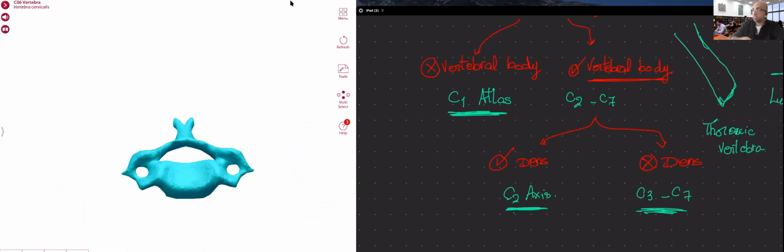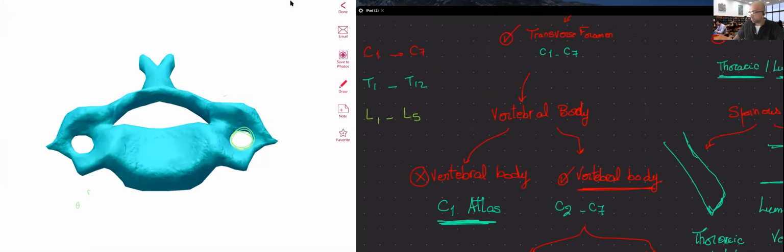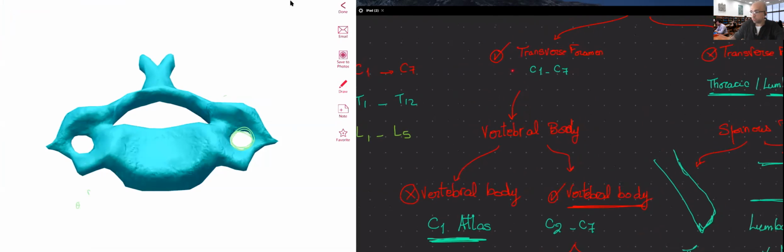All right, so we're looking here at this vertebra. The first thing that I need to check is whether or not I have a transverse foramen. Do I have a transverse foramen on here? Yes, I have a transverse foramen, so this is going to be cervical.